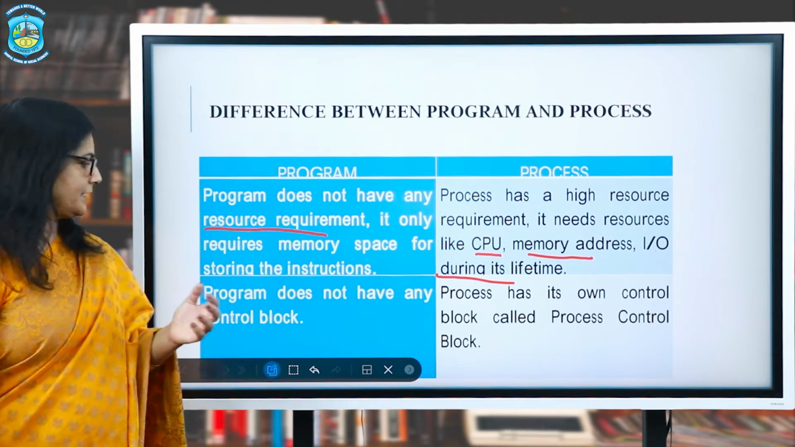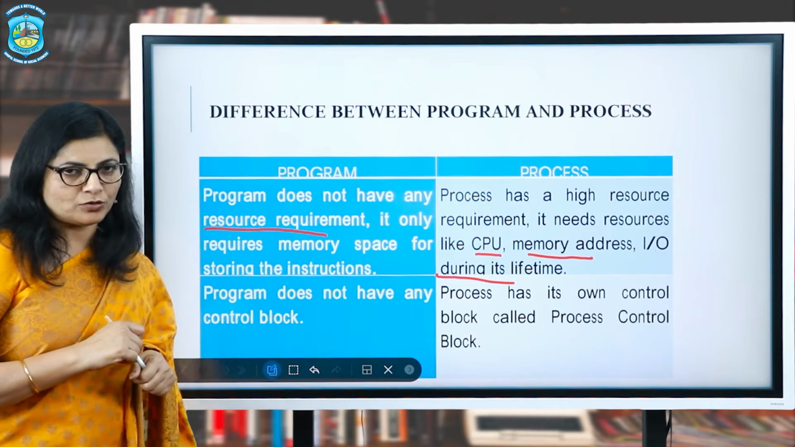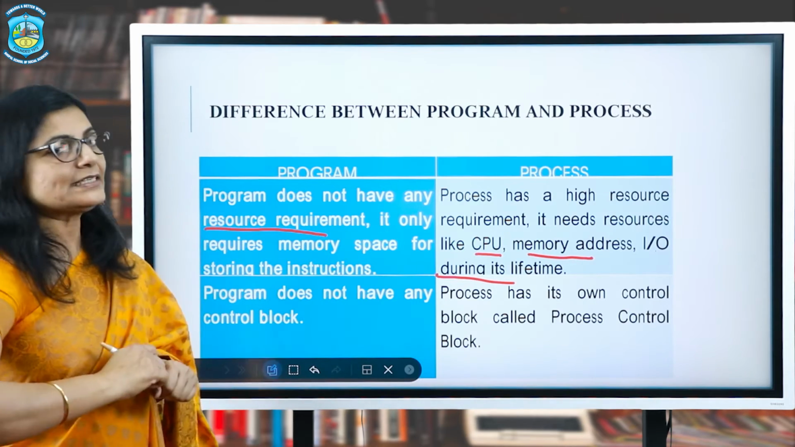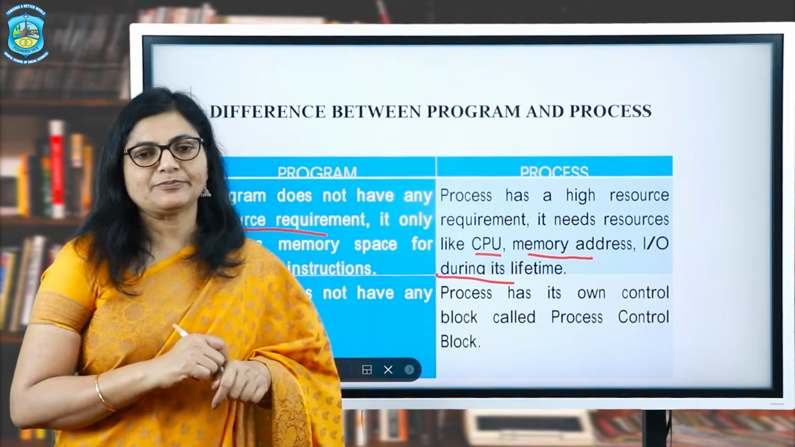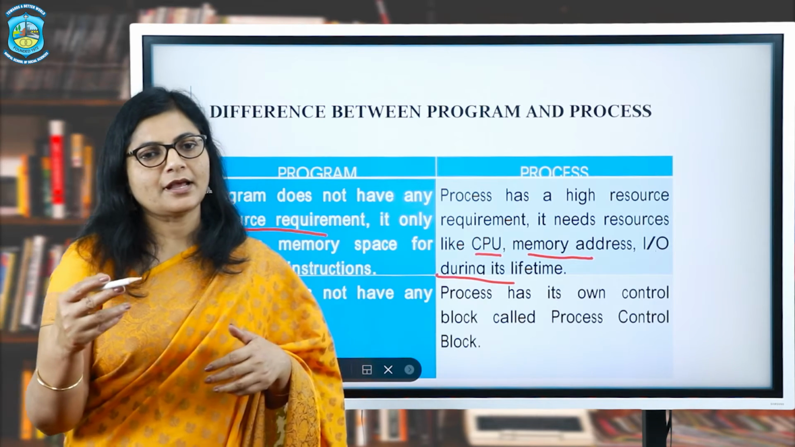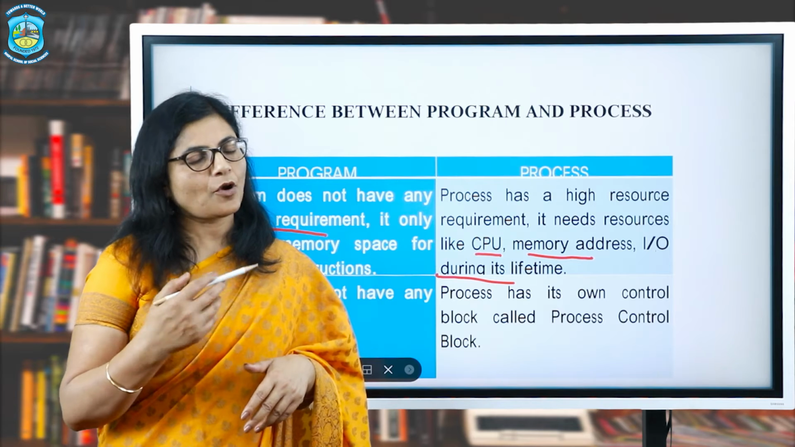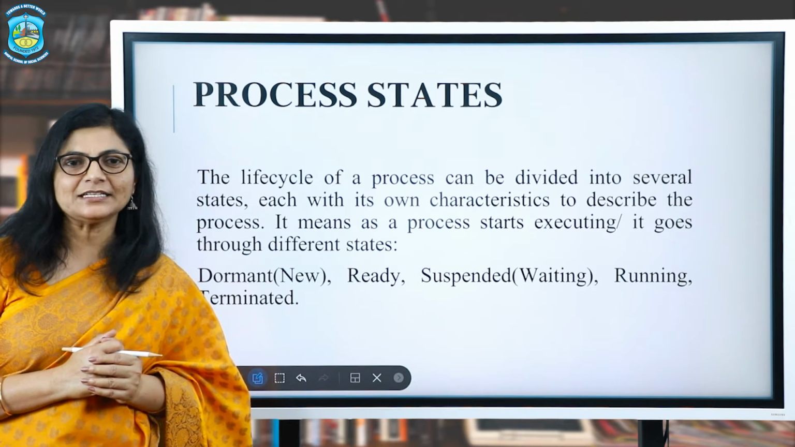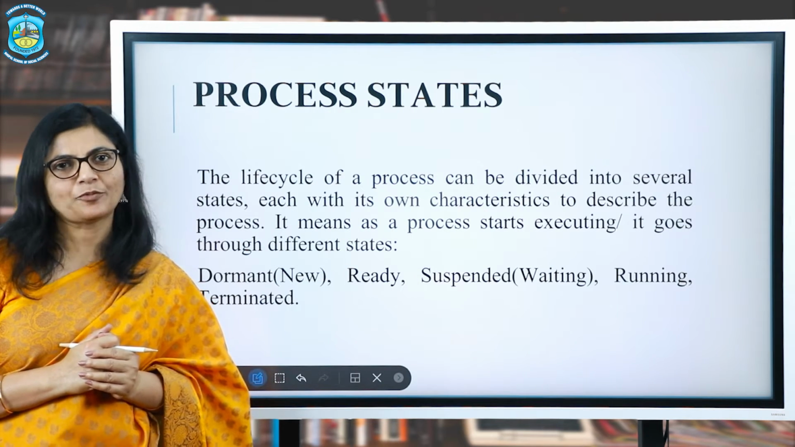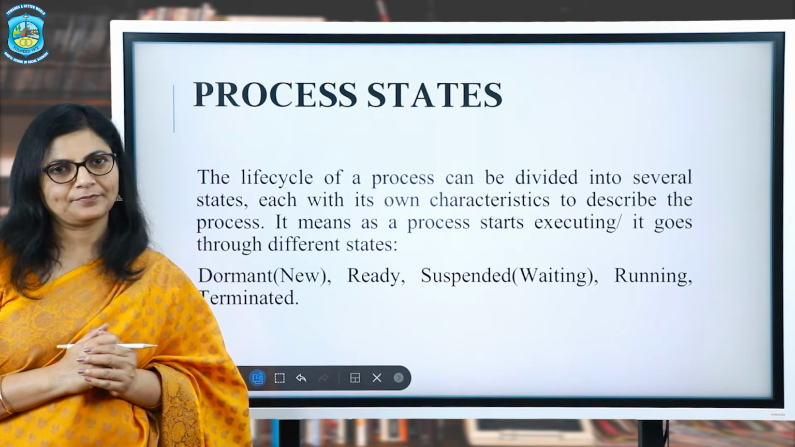The last difference is that a program does not have any control block, whereas a process has its own control block, which is known as PCB. This we are going to learn later in this module, that is, the process control block. I hope by now it's very clear to you the concept of a process and the difference between a process and a program.